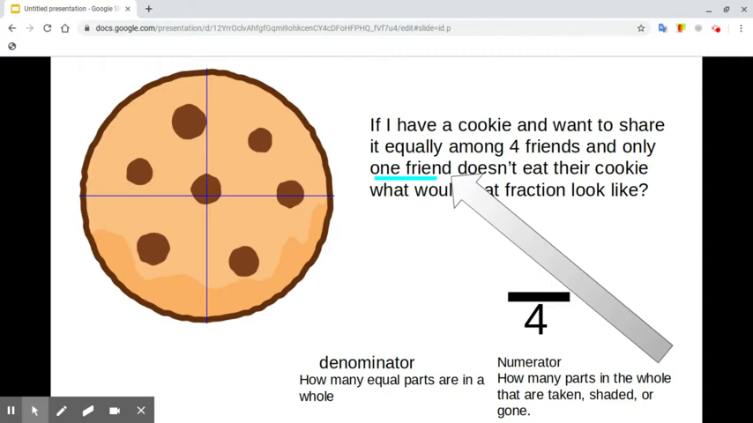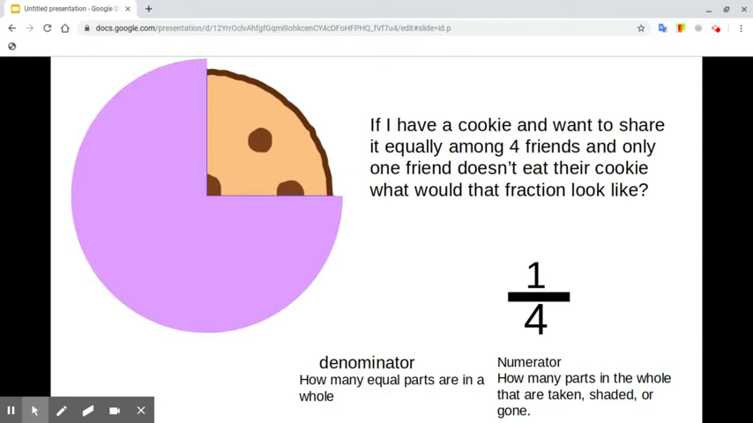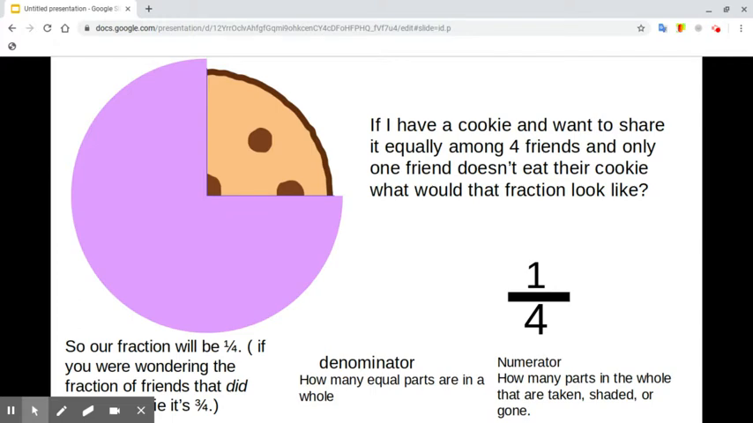So, that part of the cookie is taken away from the rest of the cookies because that 1 person or 1 friend didn't eat it. So, yeah, our numerator is 1. So our fraction would look like this. So our fraction would be 1/4. If you were wondering the fraction of friends that did eat the cookie, it's 3/4.